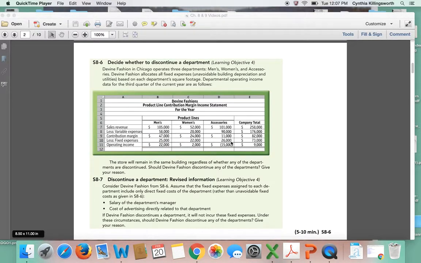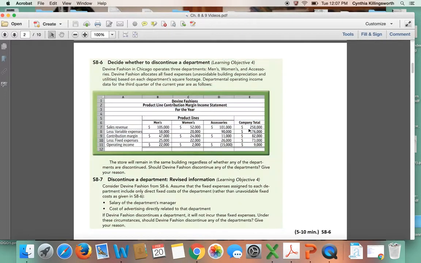And what that means is they're the cost of renting the building and the utilities. Regardless of whether we get rid of one department, these costs will still exist. So we say that those are not relevant to our decision. So let's see how that works.